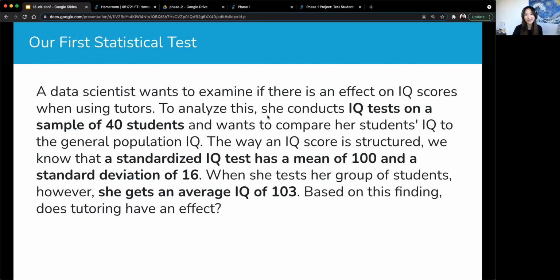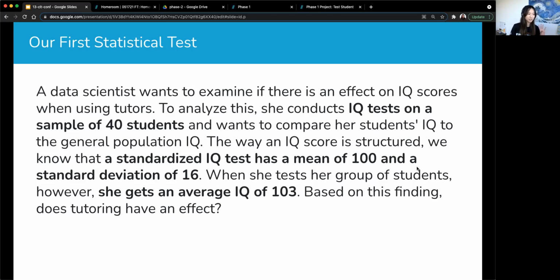The worldwide, I guess, average known IQ has a mean of 100 and a standard deviation of 16. If this person is testing this group of 40 students and taking their average IQ and finds that their average IQ is 103 versus 100, a non-stats person would be like, cool, 103 greater than 100, yes, tutoring does have an effect. There is a chance also, though, that these 40 students that you're taking can just so happen to have higher IQs on average.